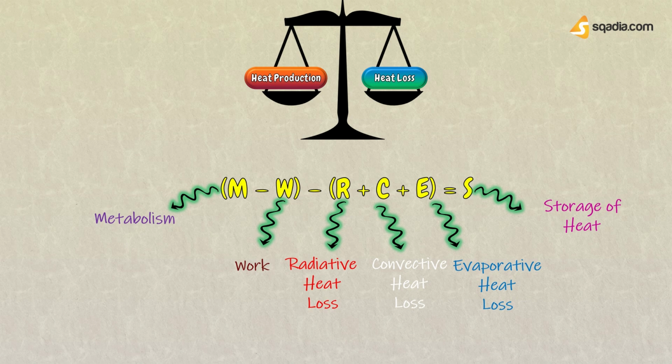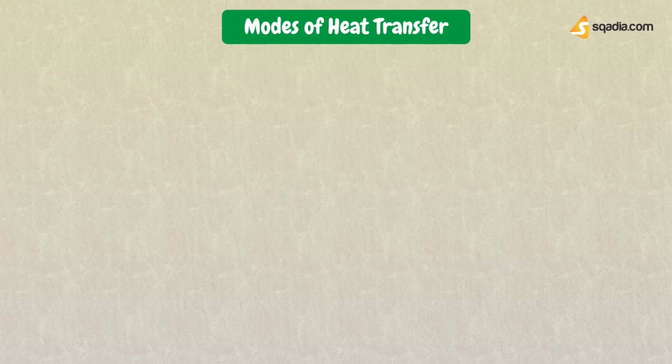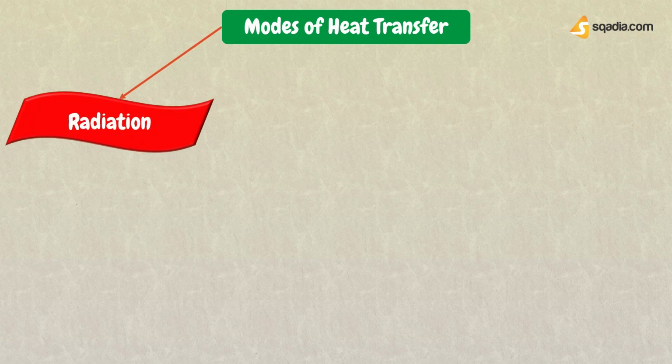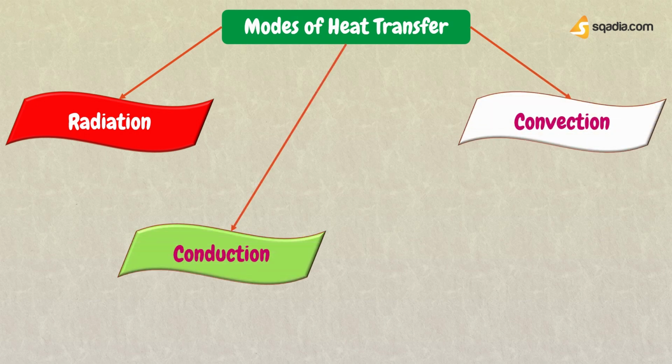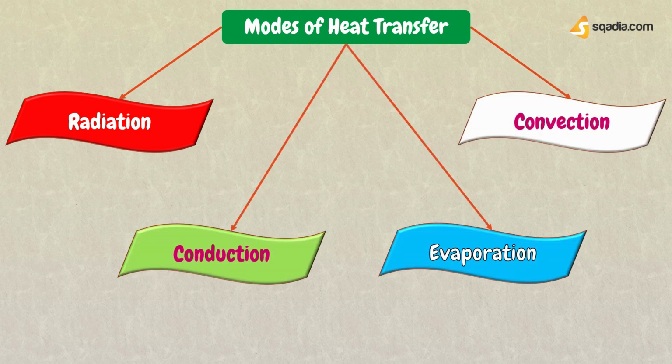So basically, metabolic heat is transferred by 4 modes, by blood to the skin, where it is lost by radiation, convection, conduction, and evaporation. All terms in the foregoing equation have the units kilocalorie per hour.